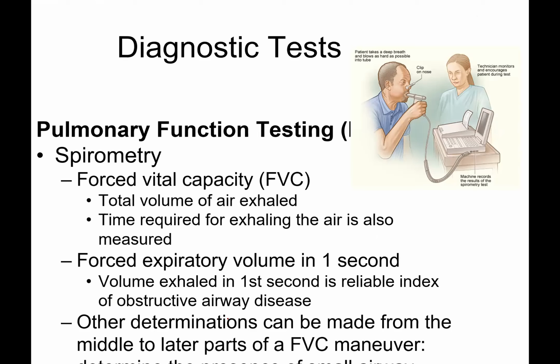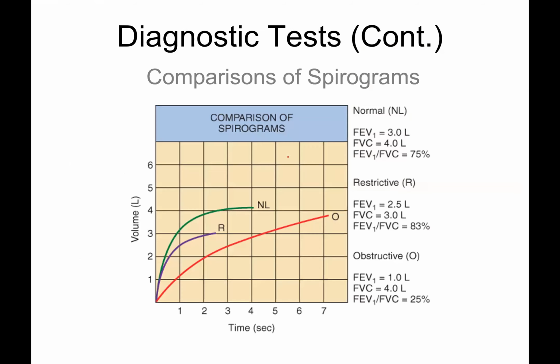Okay, so ways you can test someone. Spirometry, so they breathe into a meter and the computer will pick up on the forced vital capacity. So it's the total volume of air that you just exhaled. And it will pick up on where you're at with diagnostic tests with oxygen and CO2 and different byproducts.